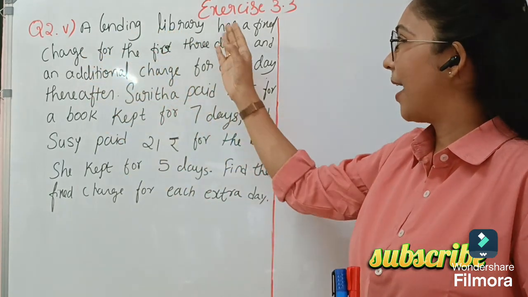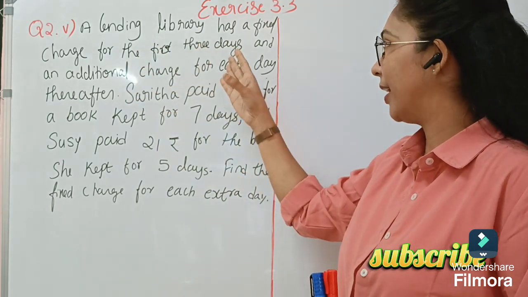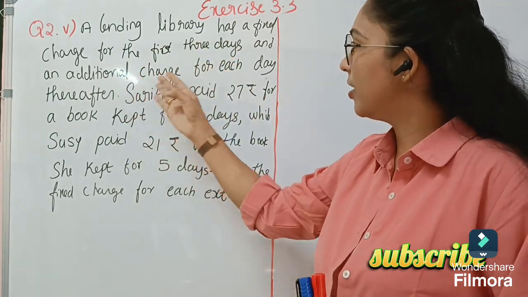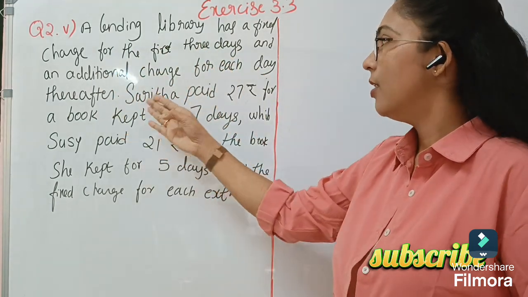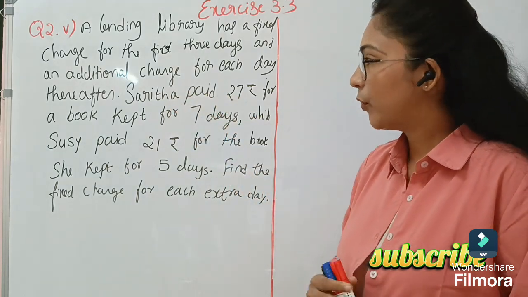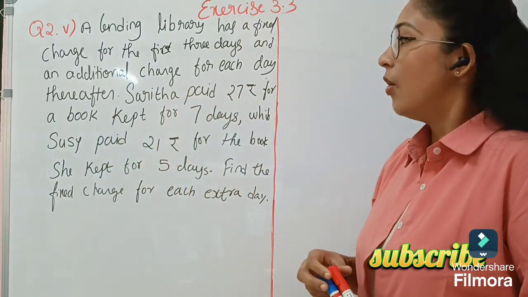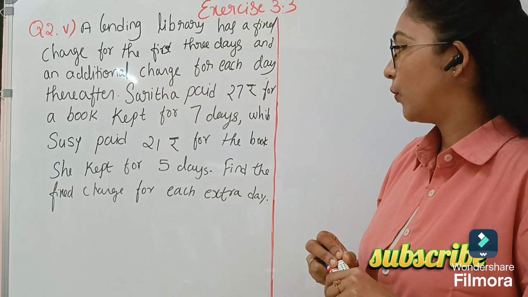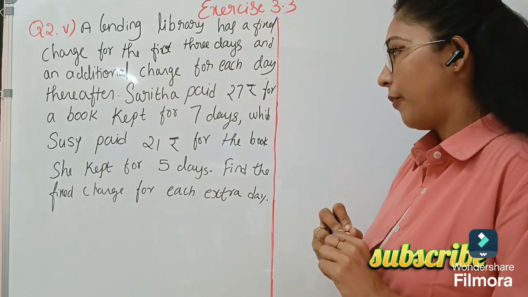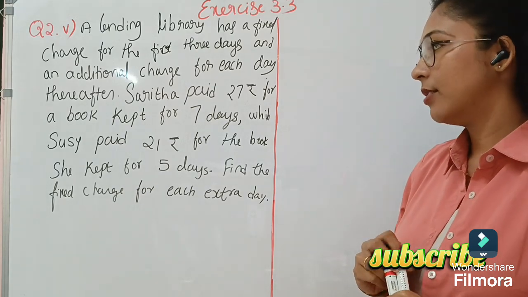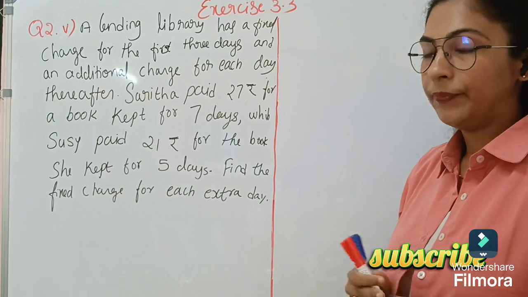A lending library has a fixed charge for the first 3 days and an additional charge for each day thereafter. Sarita paid rupees 27 for a book kept for 7 days, while Susie paid 21 rupees for the book she kept for 5 days. Find the fixed charge and the charge for each extra day.